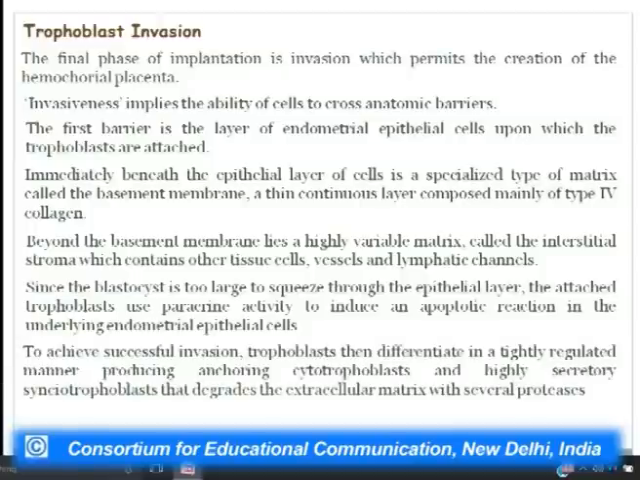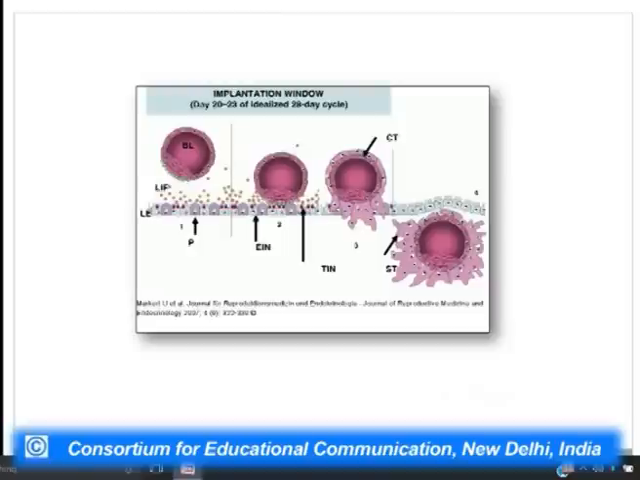To achieve successful invasion, trophoblasts differentiate in a tightly regulated manner, producing anchoring cytotrophoblast and highly secretory syncytiotrophoblasts that degrade the extracellular matrix with several proteases. So when implantation is taking place, the trophoblast layer differentiates into two different types: the syncytial trophoblast and the cytotrophoblast. The syncytial trophoblast degrades the extracellular matrix by releasing certain proteases, and the cytotrophoblast is for the anchoring of the blastocyst onto the endometrial wall.